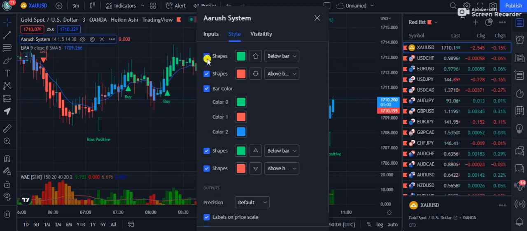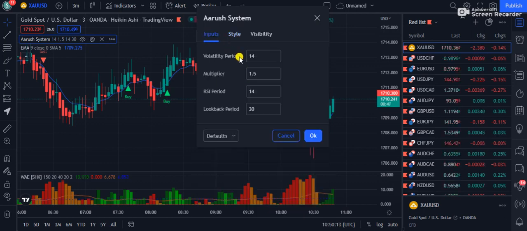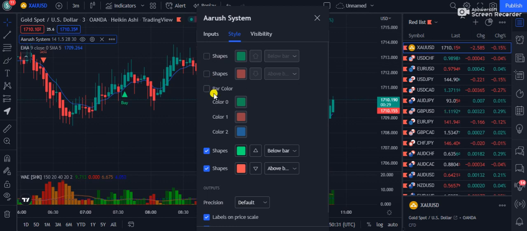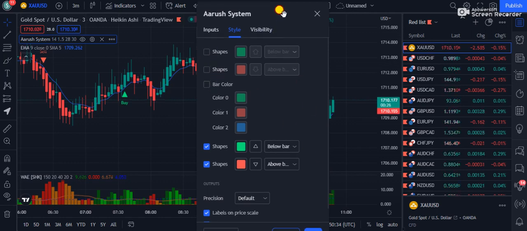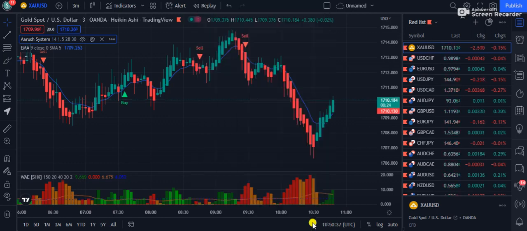First of all, I went inside the settings of the Arush system. I am going to uncheck the first 3 boxes of the shapes and the bar colors. Okay, so the first thing is done. Then I'm going to the inputs of the Arush system. Here we will need one change. You can see on the third left it says RSI period, which is 14 by default, so we want to change the RSI period to 28. So this is the first setting of the Arush system.